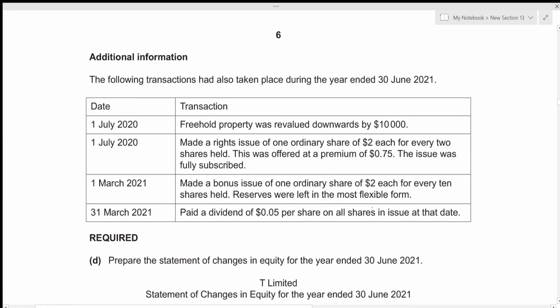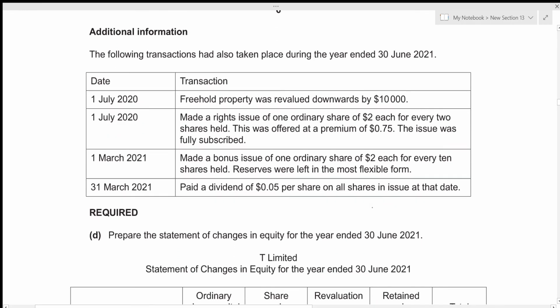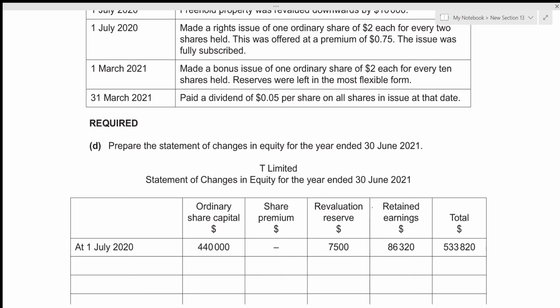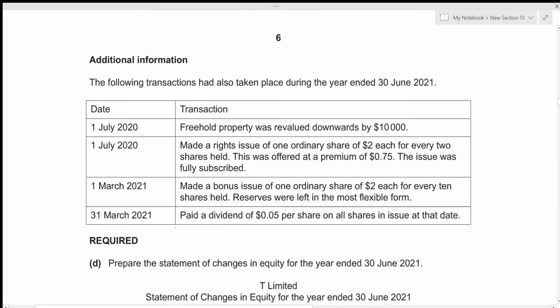We're given additional information regarding the transactions that had also taken place during the year ended 30 June 2021, and we need to prepare the statement of changes in equity for the year ended 30 June 2021. So we are already given the opening balances for ordinary share capital, share premium, revaluation reserve, and retained earnings. Now let's start with the very first transaction. So the date was 1st July 2020, and the transaction was that the freehold property was revalued downwards by 10,000.